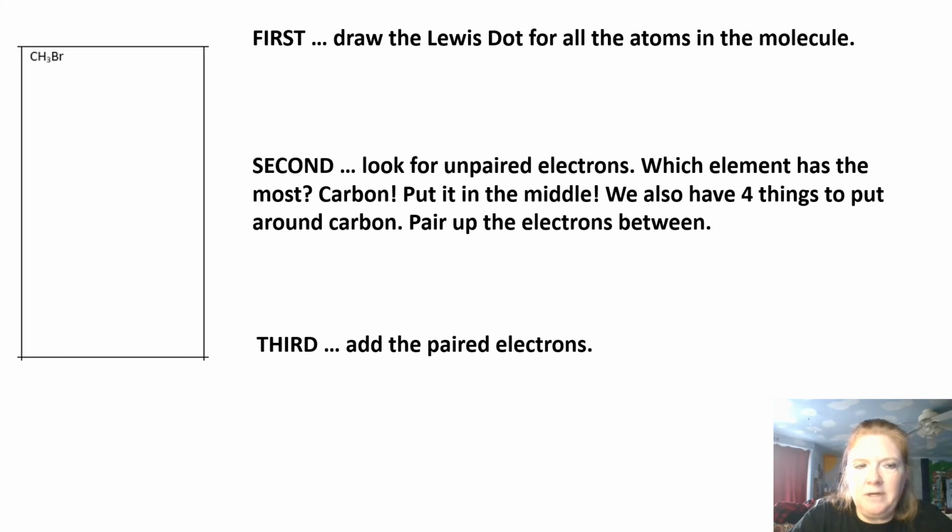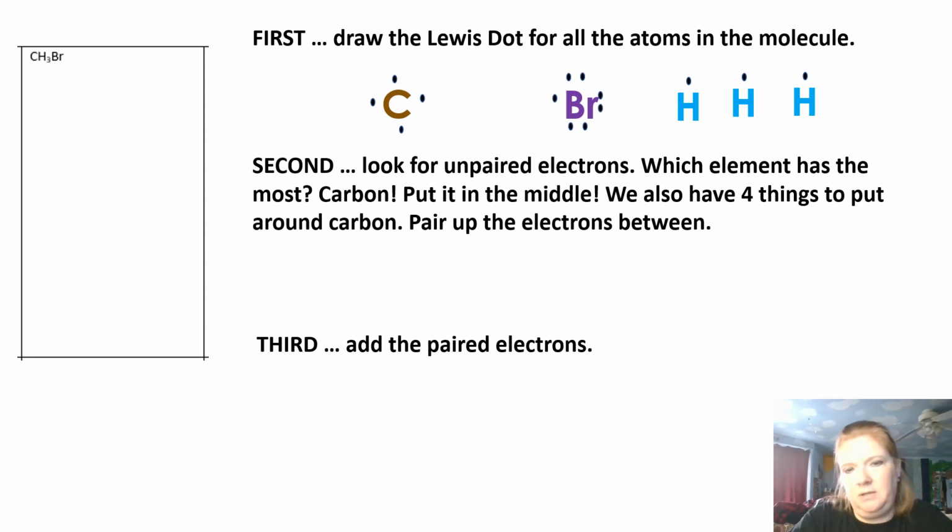All right, so now we're going to try this one, which has 1 C, 3 H's, and a Br. Okay, so look for unpaired electrons. So here we've got unpaired, unpaired, unpaired, unpaired. Carbon has 4. But then we have this one on bromine, this one on hydrogen, this one on hydrogen, and this one on hydrogen. So which element has the most unpaired? Well, that was carbon. So we're going to put it in the middle.